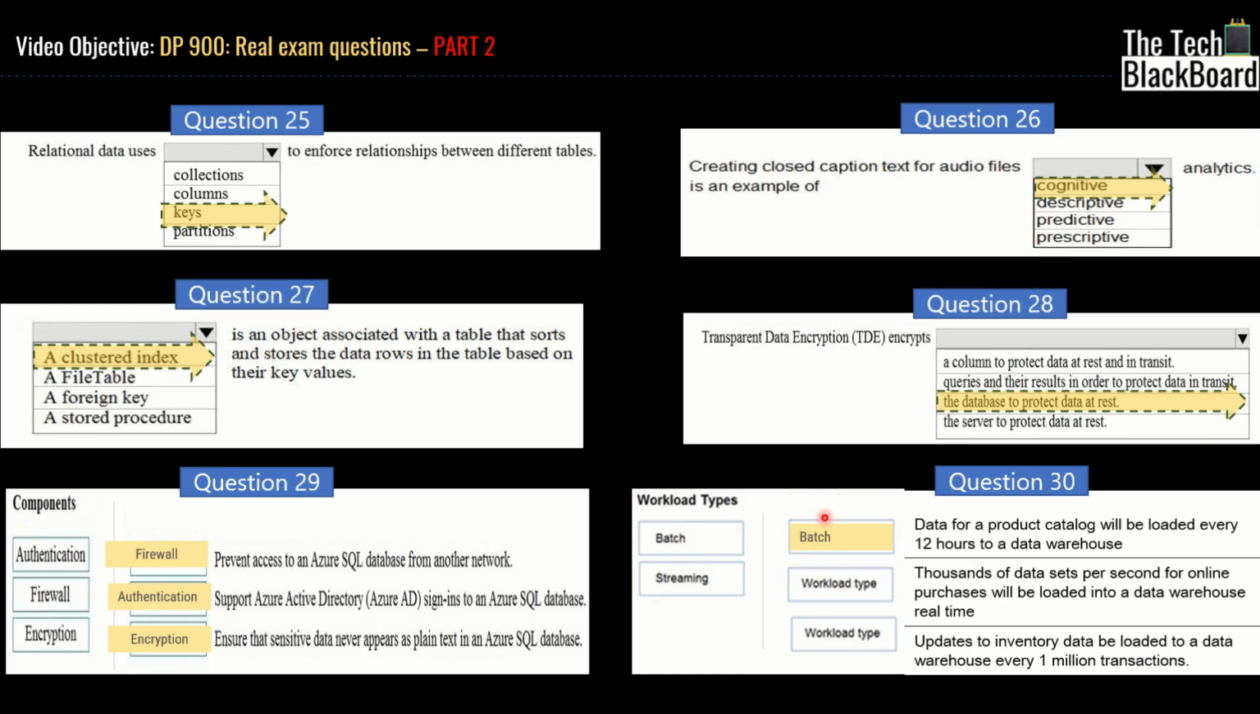Now the second statement says thousands of data sets per second. This is very important. See the keywords here. We are saying per second. So as and when the data is coming, that picture should already be forming in your mind when you're answering these kind of questions. So per second for online purchase will be loaded into a data warehouse in real time. Do you see this word real time? When real time is there, you don't even need to think of any other option. It's definitely streaming. So streaming is the correct option here.